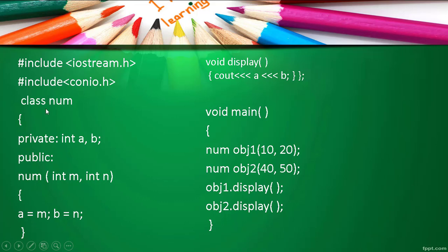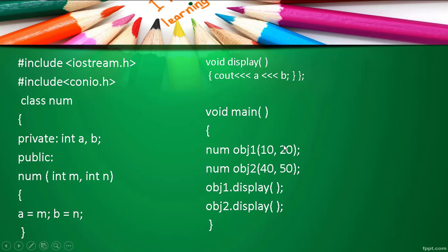Coming to this class, the class name is num, and under private you have the data members int a and int b, and then under public you have this constructor. What type of constructor is it? It is a parameterized constructor. Why do we call it a parameterized constructor? Since it has arguments. The class name and the constructor name are the same, so it is a constructor. It is declared under the public section, and it does not have any return type, not even void. So it is a constructor.